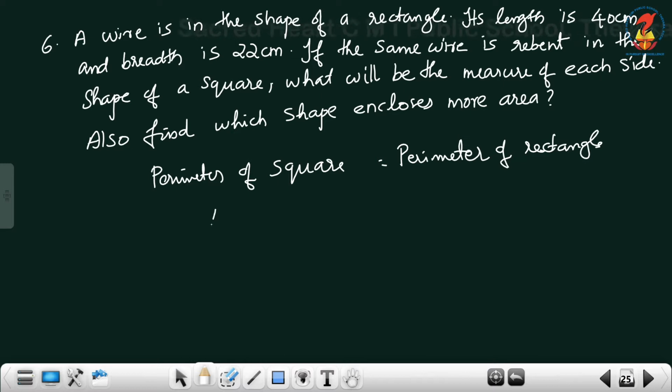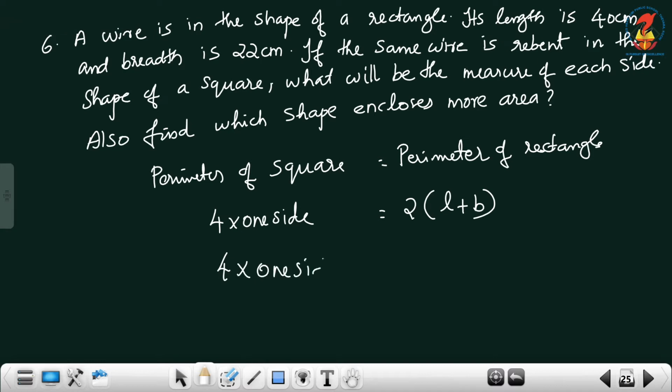Perimeter of square means what? 4 into one side, not given the side. What is the perimeter of rectangle? Perimeter of rectangle is equal to 2 into (L plus B). 4 into one side equal to 2 into (length 40 plus breadth 22).